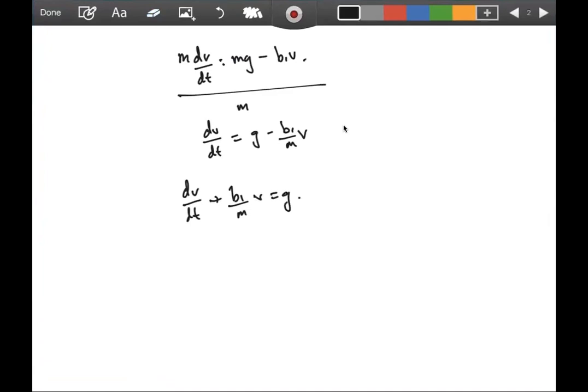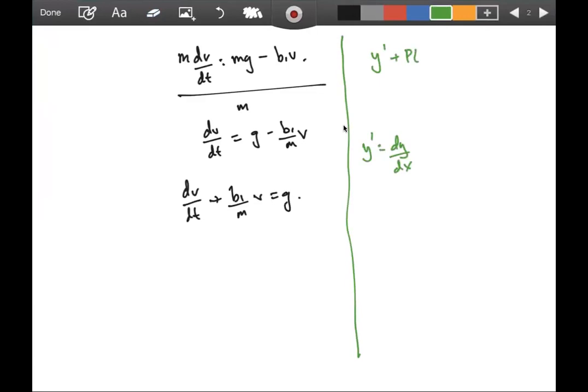What I want to use is something you should have learned in differential equations, or if you haven't learned it yet, or you're taking it now, what's known as an integrating factor. So let's quickly talk about what an integrating factor is. An integrating factor applies if I have a differential equation that looks something like this: y prime, where y prime is just the derivative of y with respect to our parameter, so dy/dx, plus some function p of x times y is equal to some other function, let's call it q of x.